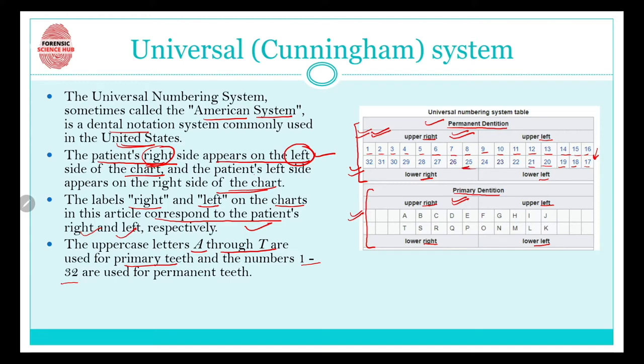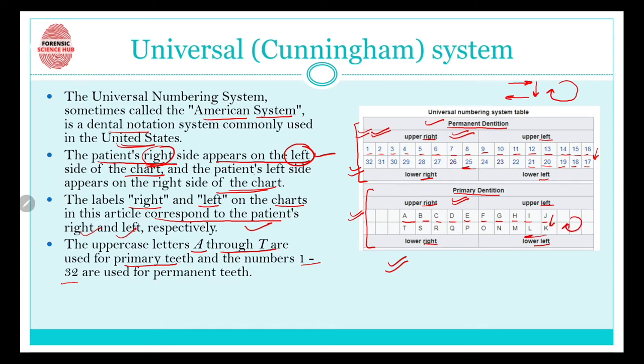Like this it goes. So first we go like this, then like this, and then like this. So this is a clockwise direction, right? And similarly in the primary dentition also, it goes like this: A, B, C, D, E, F, G, H, I, J, then K, and then like this. So here also we have a clockwise direction movement.